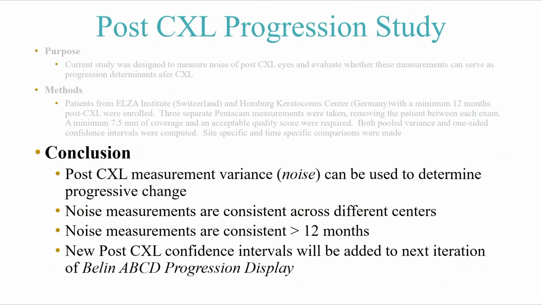So what did all this tell us? Well, it told us that the post-cross-linking measurement variance or noise can be used to determine progressive change. Noise measurements were consistent across different centers, here Zurich and Hamburg. Noise measurements were consistent once you got out 12 months past cross-linking. And the new confidence intervals will be added to the next iteration of the Belin ABCD Progression Display. And the reason for that is, while not very common, we do know that there are some patients who've had cross-linking who may need additional treatment and may have progressive disease, and we need a way to follow those patients.